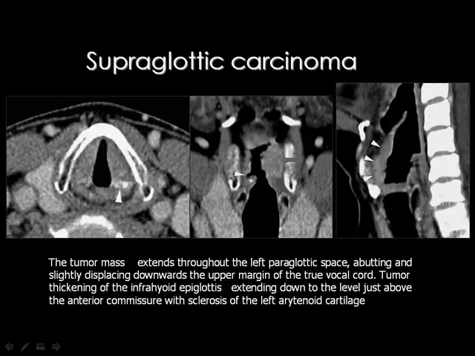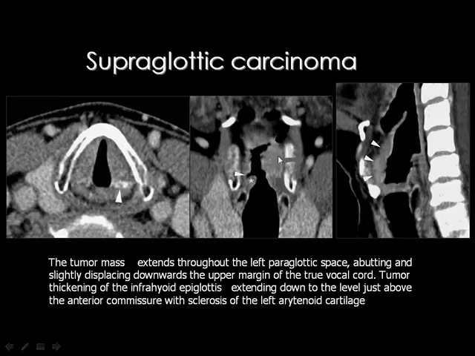Actually, whenever you can obtain sagittal reconstruction and coronal reconstruction by CT and also in MR images, it is very helpful in the diagnosis. This is the true vocal cord which looks normal, similar to the opposite one, but this arrowhead points to sclerosis of the arytenoid cartilage, which is highly suggestive of being invaded.